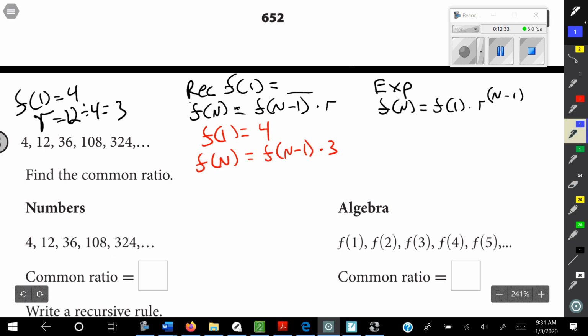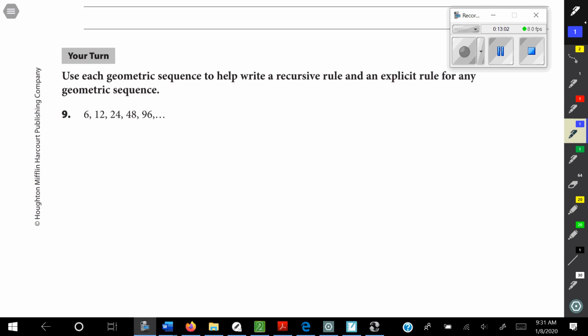Now I'm going to do the explicit rule. f of n is equal to f of 1, which is 4, times the common ratio, which is 3, raised to the n minus 1. And that's it. Alright, take a look at number 9 here and see if you can write the recursive rule and the explicit rule for this one.